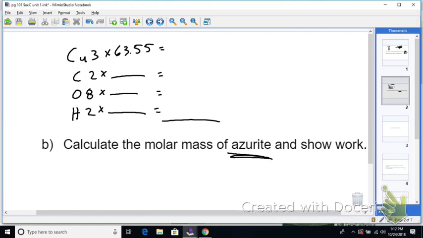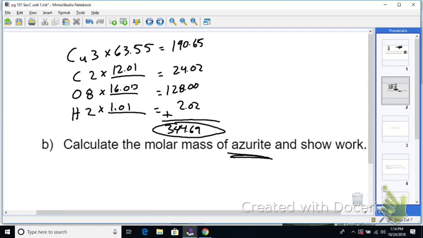And when you do that for every one, you're going to add them all up, and you're going to come up with a total. So this is what we call finding a molar mass. So go ahead and calculate the molar mass for that. We just find the total of each one and add them all up. So that's part B.